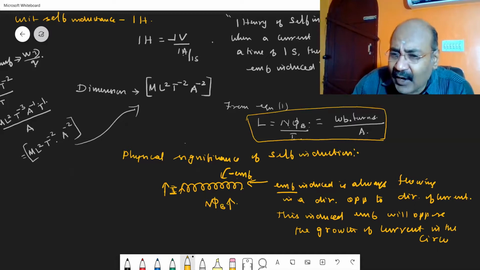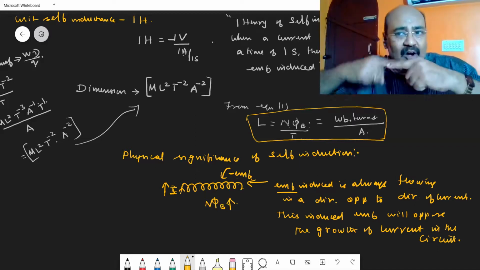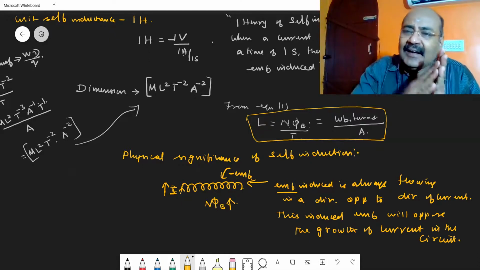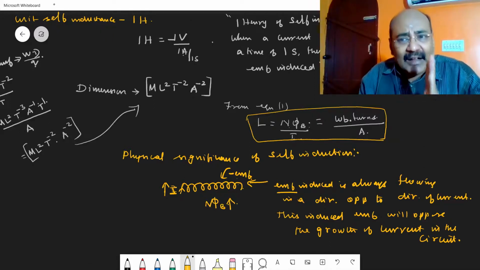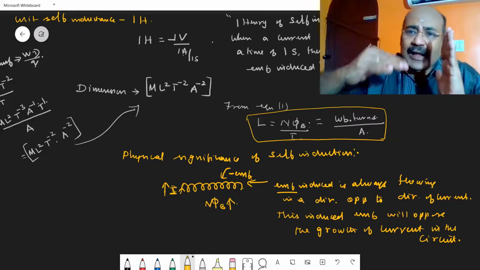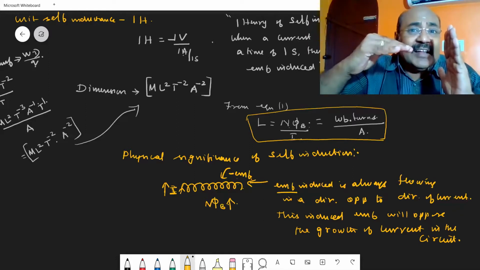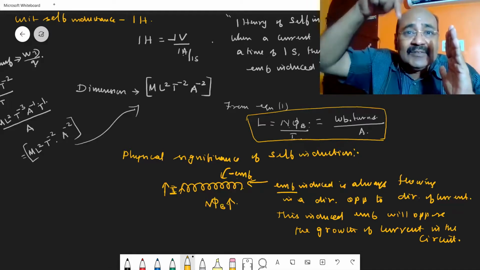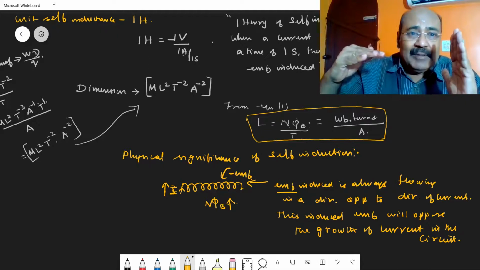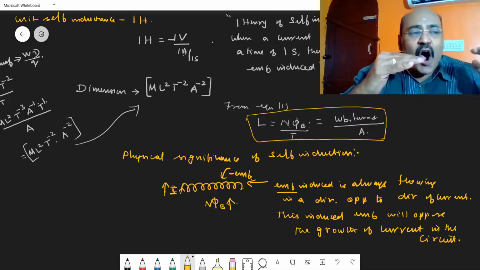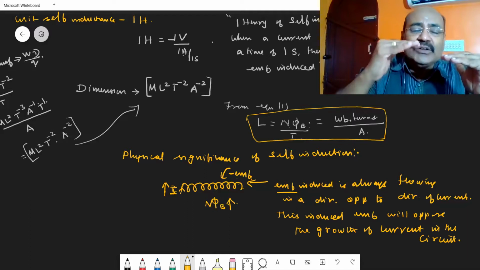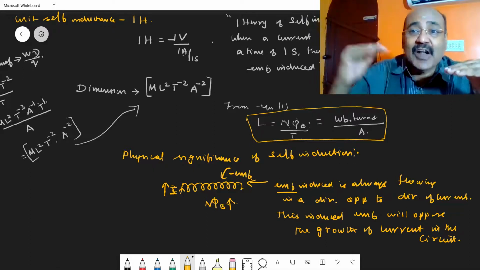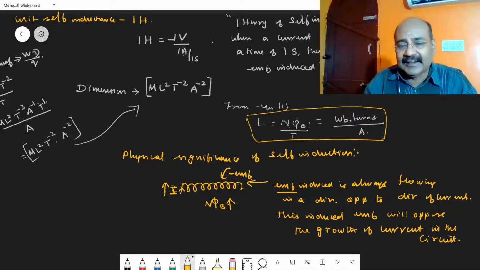Am I correct? Are you clear? See, you are having a coil of wire. In that coil of wire, you are supplying a current. The current varies. Let us consider the current increases. When the current increases, then the flux linked with that coil also increases. Due to change in flux, an EMF is induced in this coil. That EMF will be flowing in the coil in a direction opposite to the direction of the current. So this EMF won't allow the current to grow because this EMF is acting in a direction opposite to that of the growth of current.